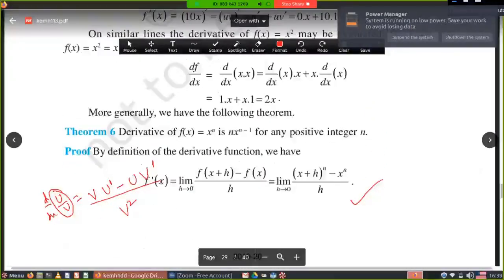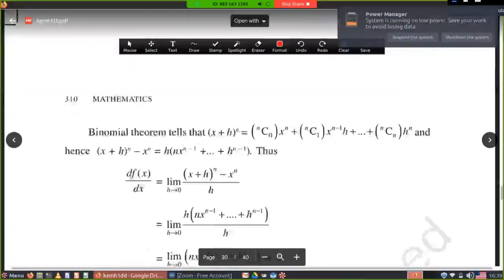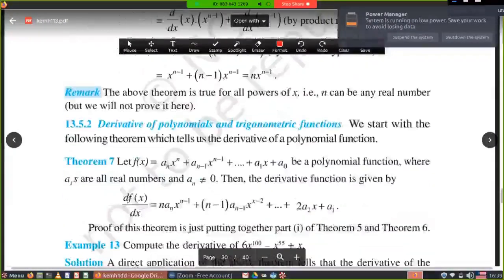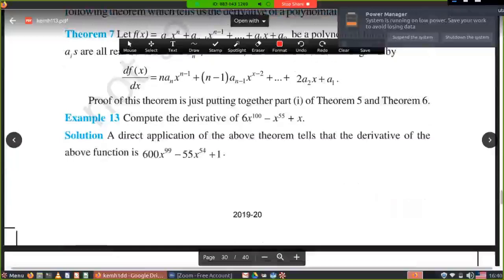Now, the derivative of the x to the power n function. The derivative of x to the power n is n x to the power n minus 1. By using the first derivative method or definition method, you can solve the question. Now, how do we take the derivative of a polynomial?